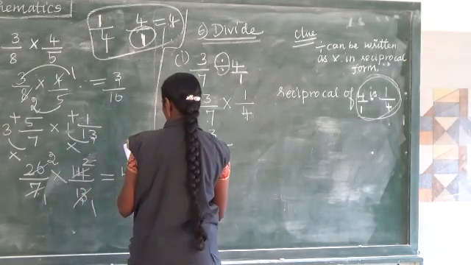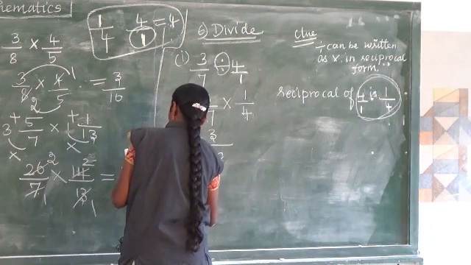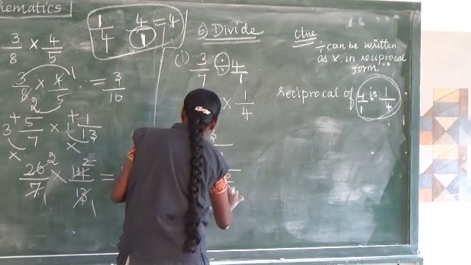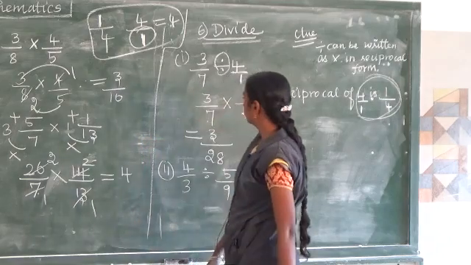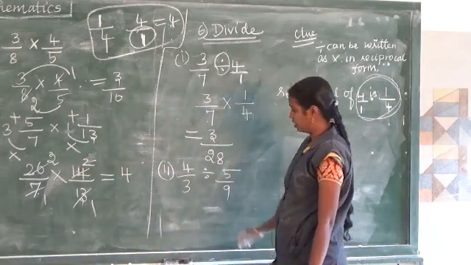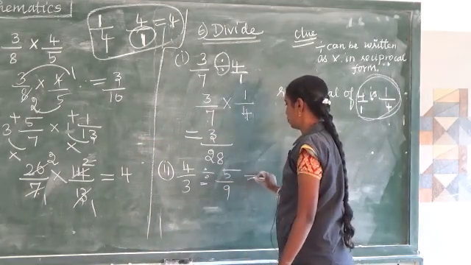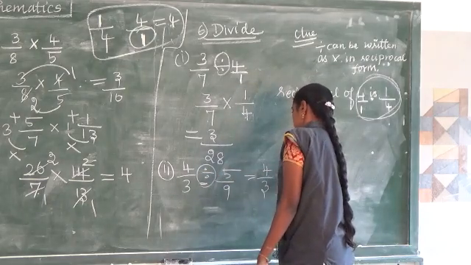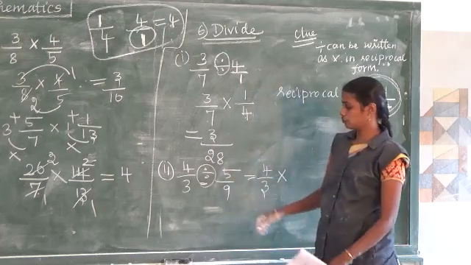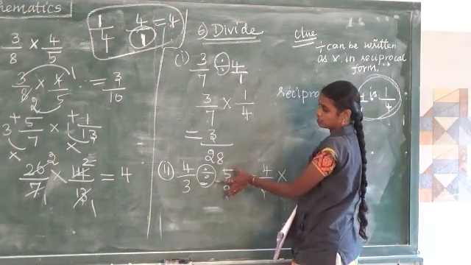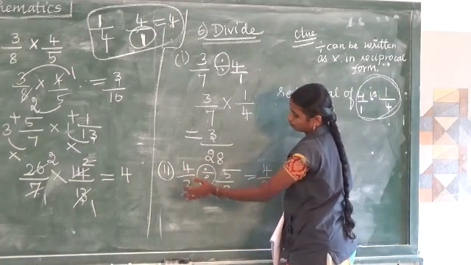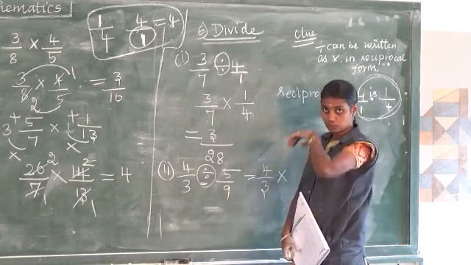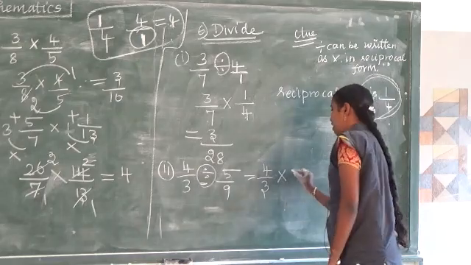Option 2 is 4 by 3 divided by 5 by 9. Same division convert into multiplication. 4 by 3 into reciprocal form. This only you have to take the reciprocal of. Don't take the 4 by 3. After the division, what is given, take into the reciprocal form, 9 by 5.